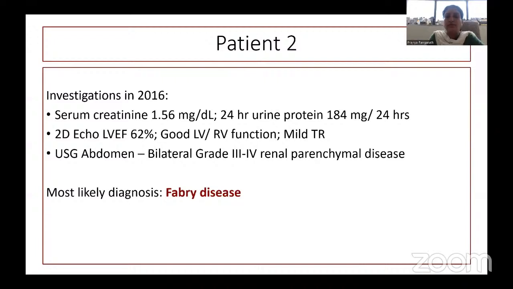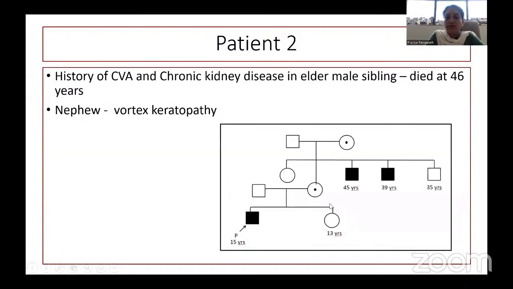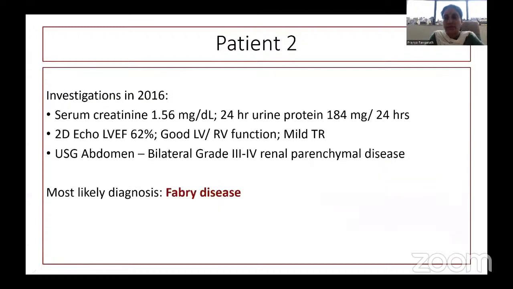Then the investigations, when they were done initially, showed only a mild elevation of creatinine, but the ultrasound abdomen showed significant renal parenchymal disease, grade 3 to grade 4. And based on all of this, if you look at the pedigree, it is very typical for an X-linked inheritance pattern, where two individuals are affected and then the sister's son as well, right? So this is very much consistent with X-linked inheritance. So putting everything together, Fabry disease is the most likely diagnosis.